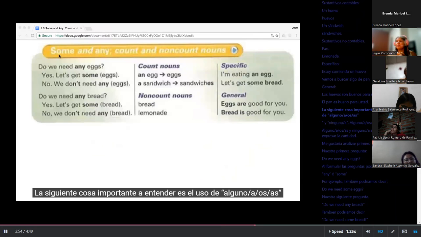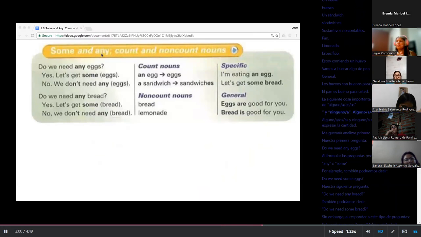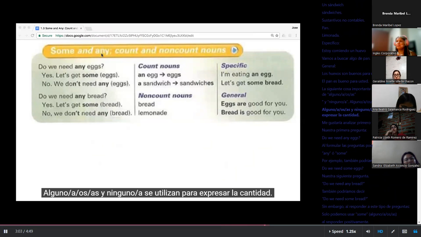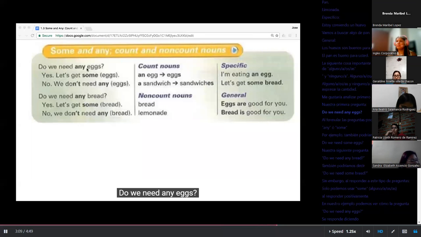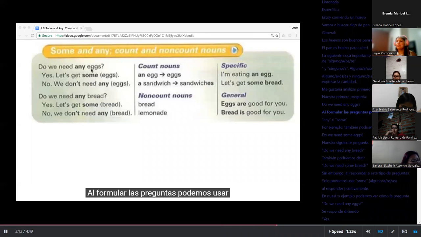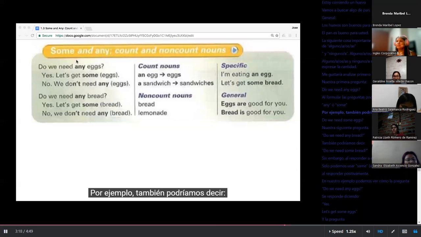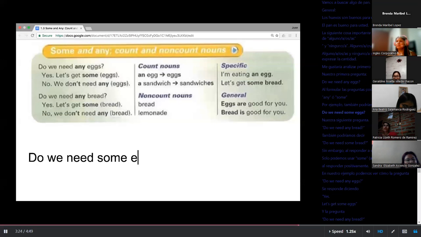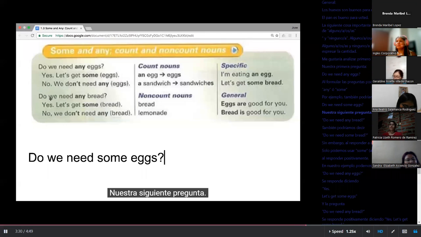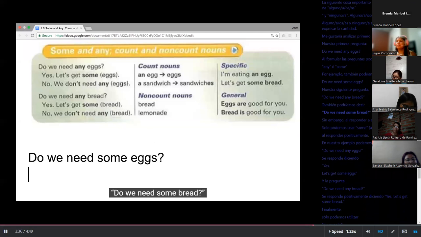The next important thing to understand is the usage of some and any. Some and any are used to express quantity. I would like to analyze the questions first. Our first question, do we need any eggs? When forming questions, we may use any or some. For example, we could also say, do we need some eggs? Our next question, do we need any bread? We could also say, do we need some bread?